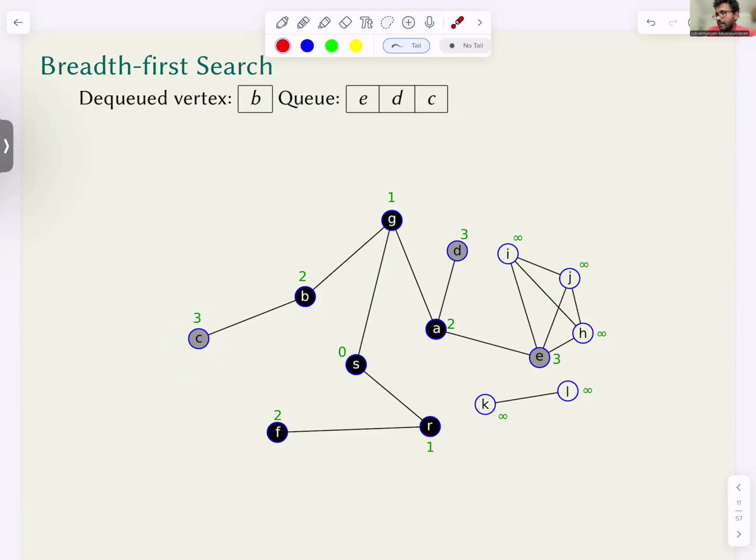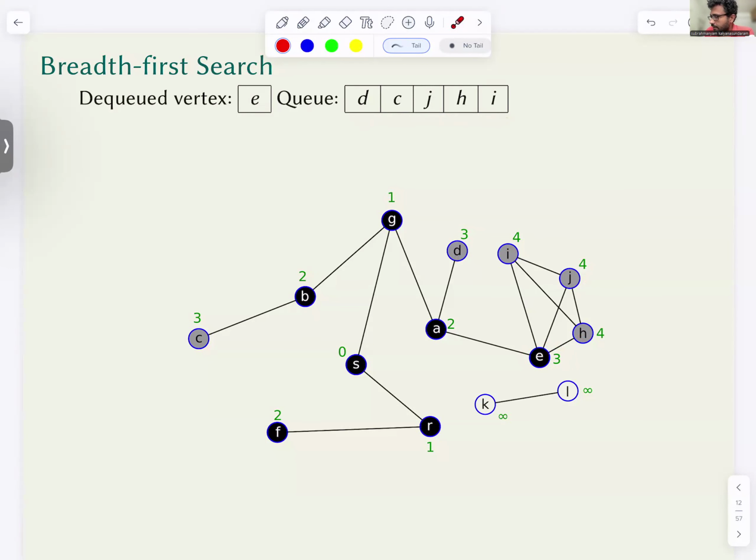What's the next vertex to be DQ'd? E. And which are the NQ'd vertices? H and I and J. All of them will have D value 4 because all of them are discovered from E. So now E is DQ'd and J, H, I are NQ'd. All of them have D value 4. So now we have 5 vertices in the queue. Sorry, not in that order: D, C, J, H, I, right?